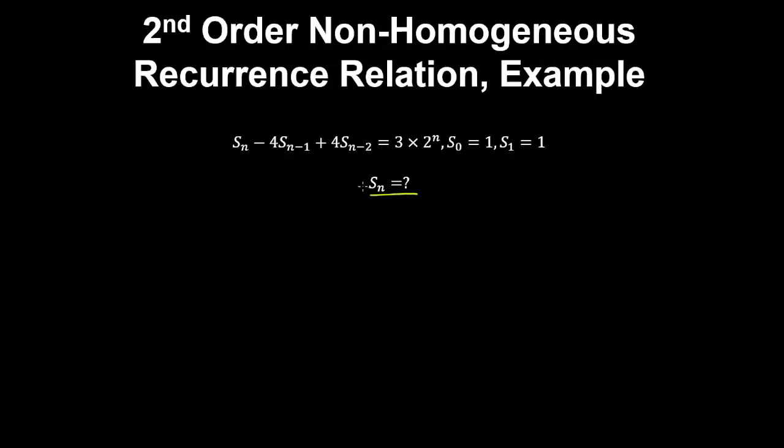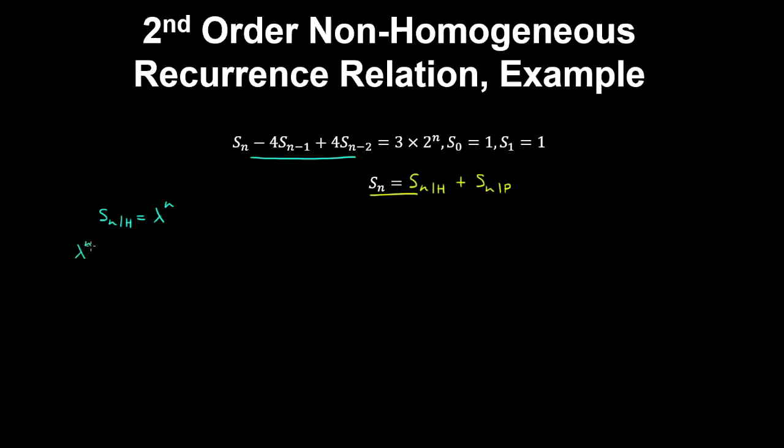Let's find the solution to this second order non-homogeneous recurrence relation. So using the method of superposition, the solution is a superposition of the homogeneous solution plus the particular solution. And for the homogeneous solution, we assume a solution of the form lambda to the n, which we substitute into the left-hand side of this recurrence relation.